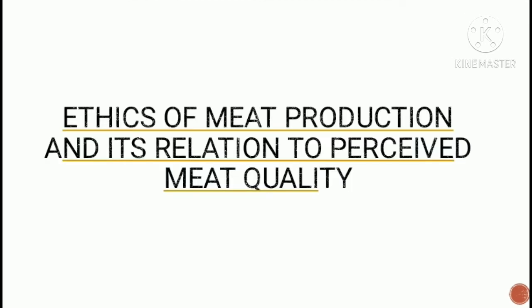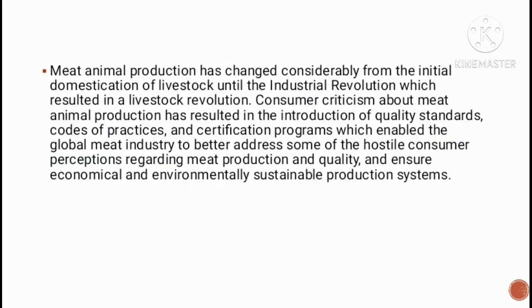Ethics of meat production and its relation to perceived meat quality. Meat animal production has changed considerably from the initial domestication of livestock until the Industrial Revolution, which resulted in the Livestock Revolution. Consumer criticisms about meat animal production have resulted in the introduction of quality standards, codes of practice, and certification programs which enable the global meat industry to better address some of the hostile consumer perceptions regarding meat production and quality and ensure economical and environmentally sustainable production systems.